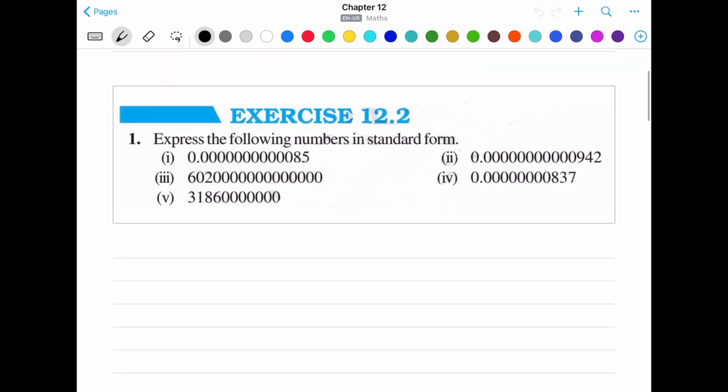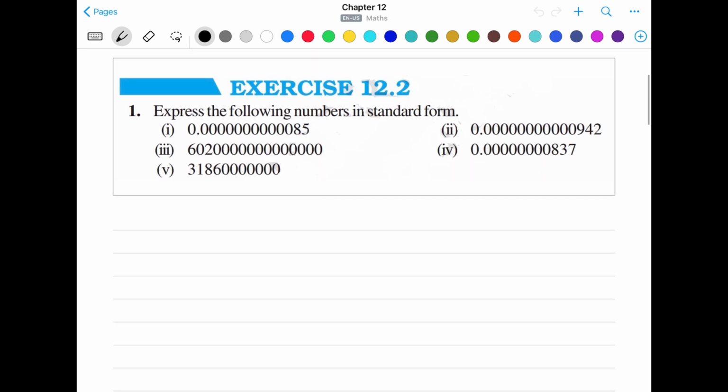Exercise 12.2 in total has 4 questions. We're going to do all the 4 questions in this session. So let's start with question number 1. We have: express the following numbers in standard form. We are given certain numbers which are in usual form, and we have to convert them into the standard form. Okay, so let's start.